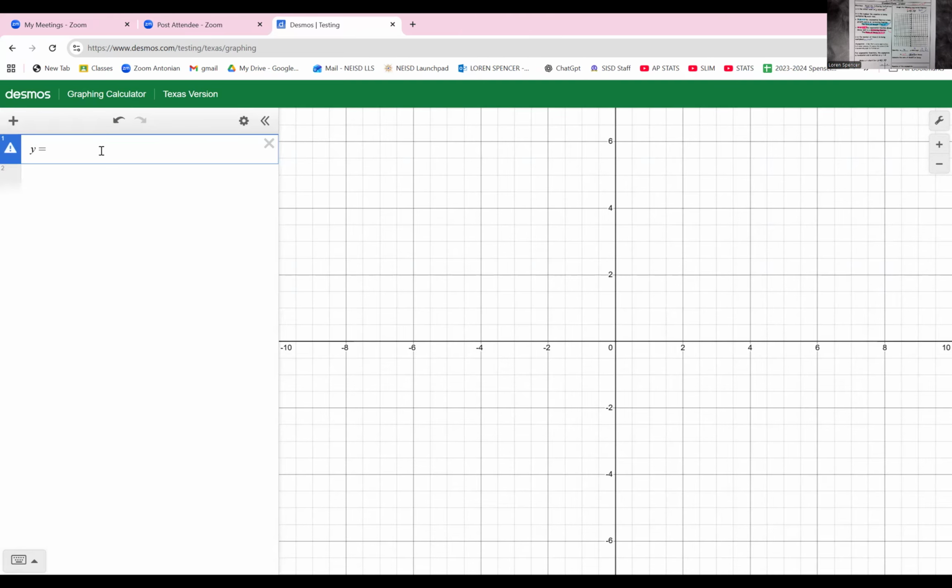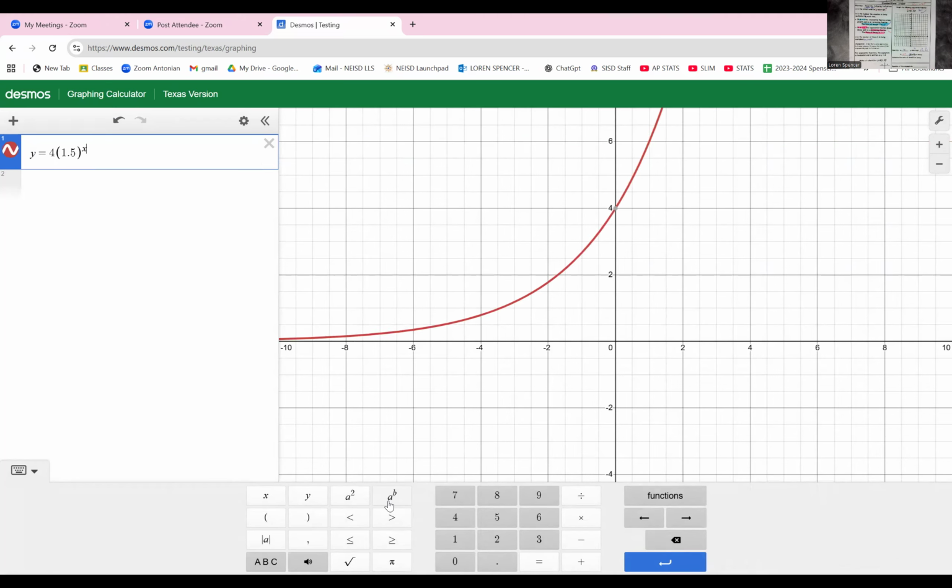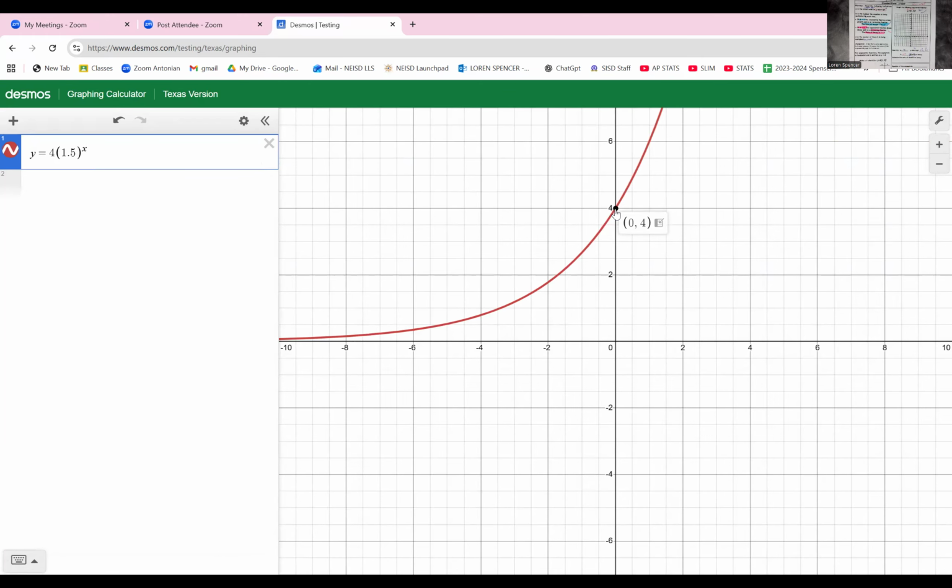Okay, so I'm going to type in that equation, which was y equals 4 parentheses 1.5 parentheses. We'll use the little table down here, and we're going to have to press the AB button. Now we'll type x. So there's our graph. And look, it goes through 0, 4.